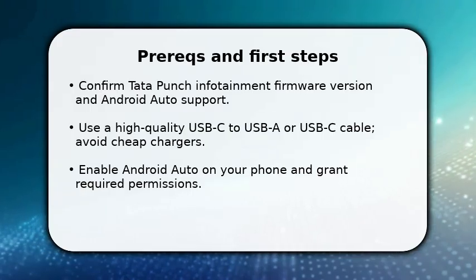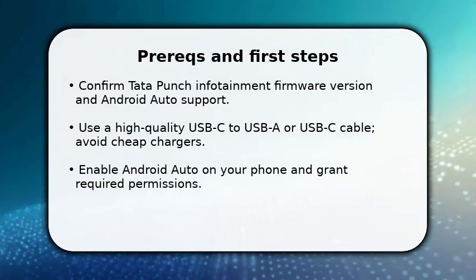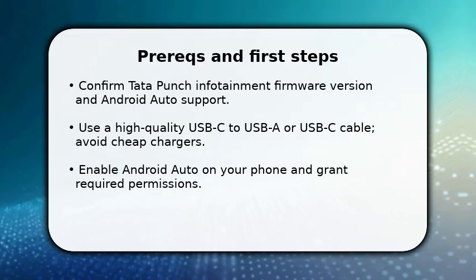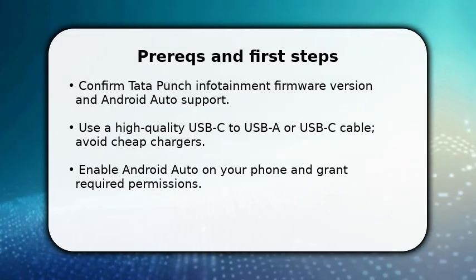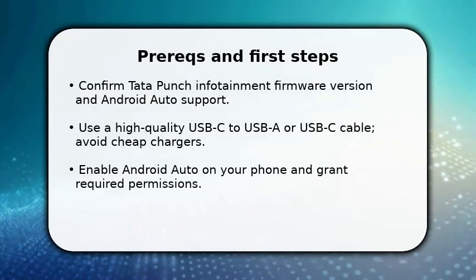You start by confirming the Punch's infotainment supports Android Auto and that your phone runs a compatible Android build. Plug a good USB cable into the car's USB port and attach your phone. Once connected, make sure Android Auto is selected on screen.